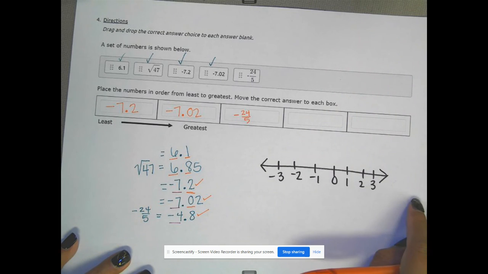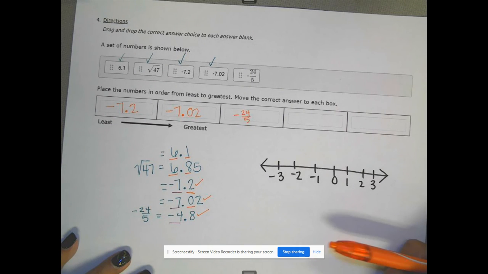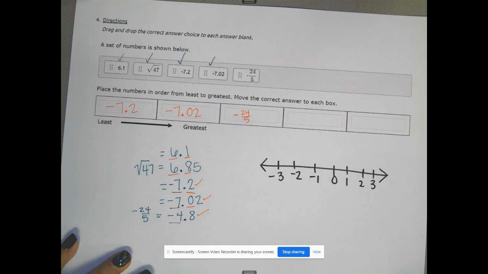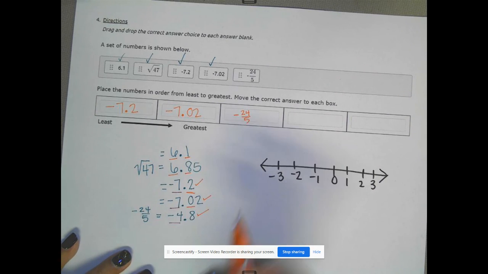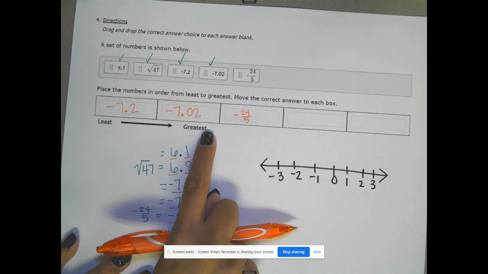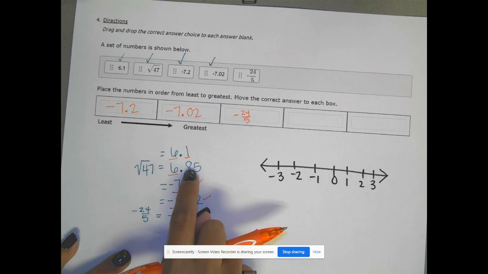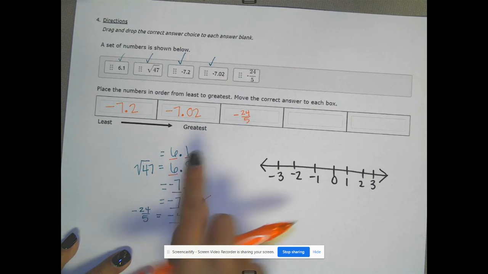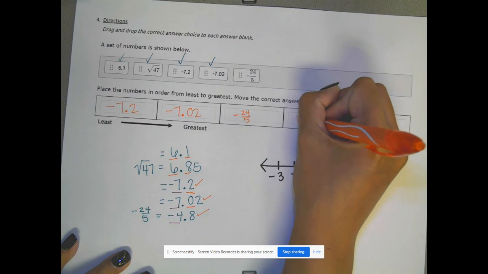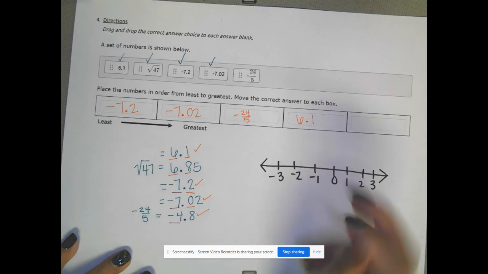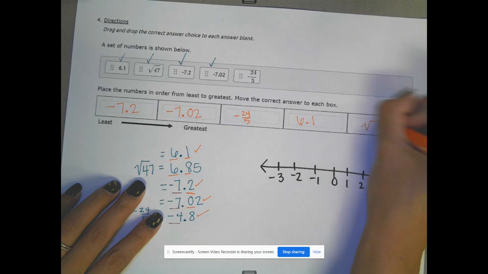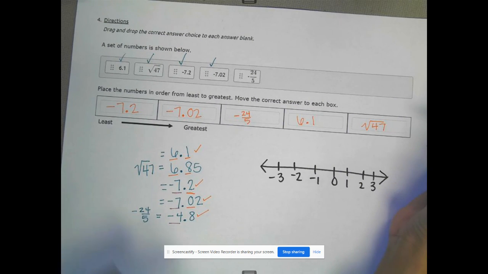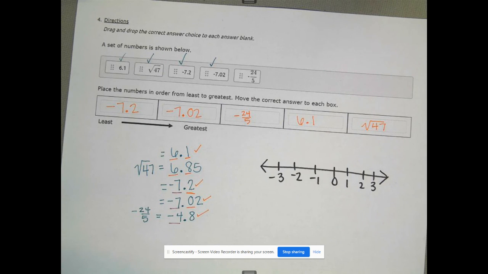So these are positive. So on the positive side, the further away from 0 I am, the bigger I am. All right? So I'm going least to greatest. So I have 1 and 8. 1 is smaller. That means this one will come next, 6.1. So 6.85 or square root of 47 is my largest number, and that's what's going to come last.